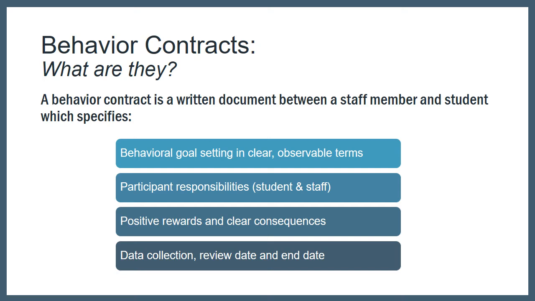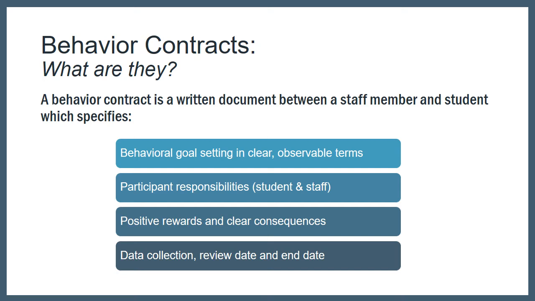A behavior contract is a brief written document of agreement between a staff member or members, the student, and possibly the family. Whenever possible, a behavior contract should be limited to 1 page. This contract documents behavioral goals in clear and observable terms, as well as the responsibilities of all participants, including staff. It lists positive rewards and consequences for behavior, as well as outlines how data collection will take place.